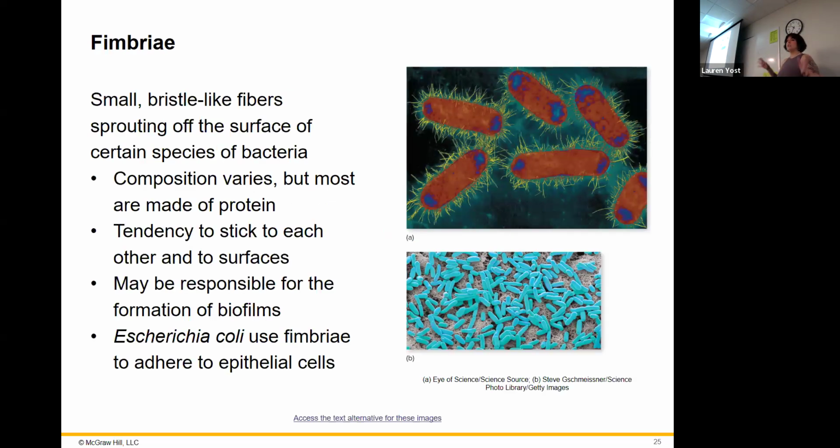So these are the fimbriae. They look like little spikes coming off of the bacterial surface. They have sticky proteins that allow them to stick to certain kinds of surfaces. For example, Escherichia coli, or E. coli, uses fimbriae to adhere to epithelial cells. Especially if we are talking about you getting a urinary tract infection, their fimbriae are what allow it to adhere to the inside of your urinary tract.